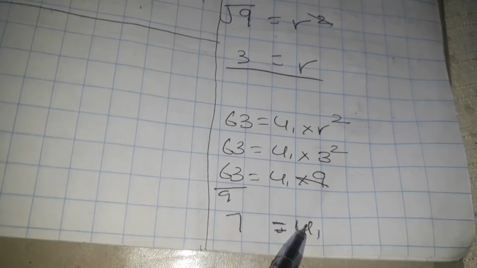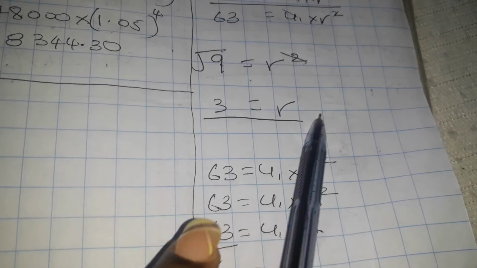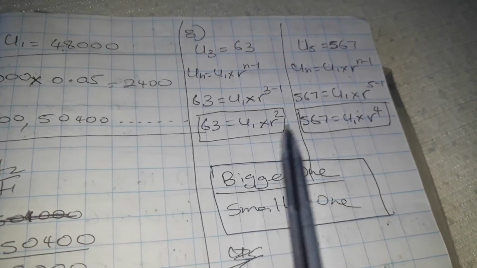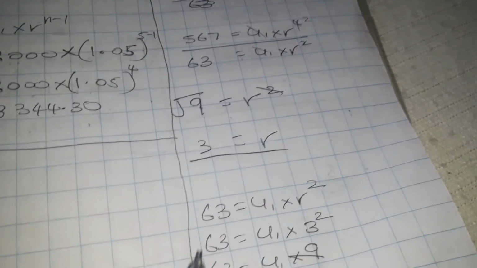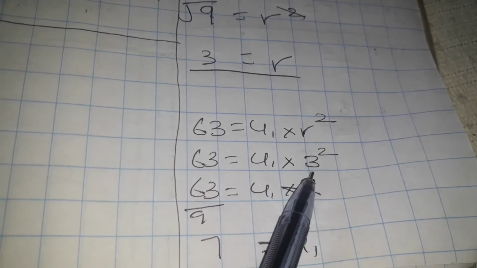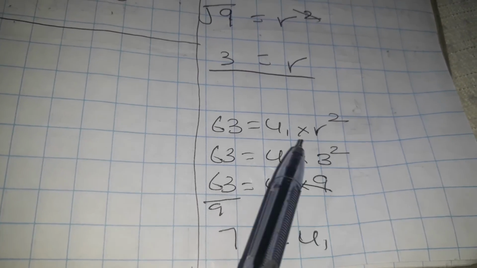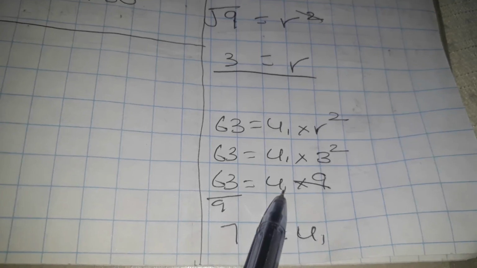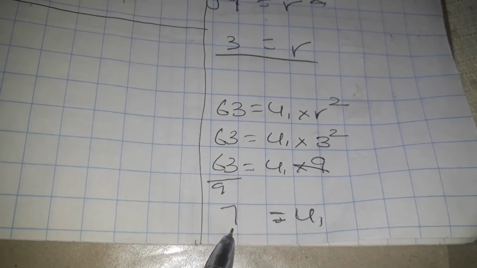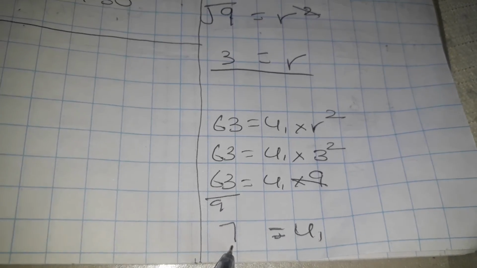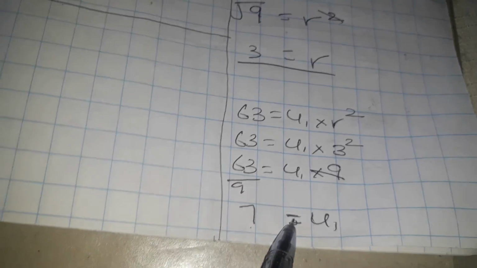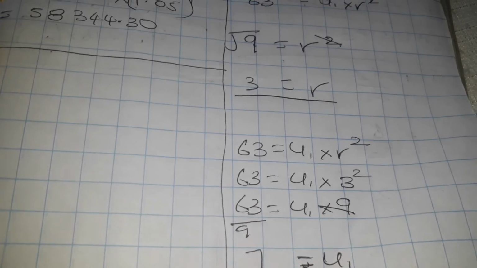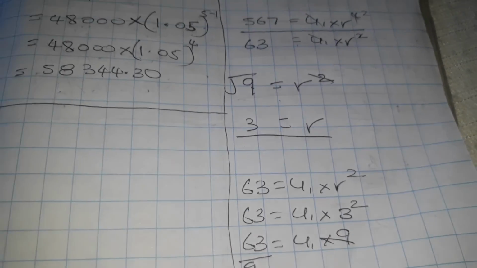To find the other term, that's U1, I can substitute this value of R in any one of the originals. Either this one or this one. So I'm just using the first one. There you go. My R was 3, and then I'm getting rid of that. Divide by 9. My U1 is left on this side, and the value of U1 is 7. So I found my U1, and I have found my R. There you go. Thank you.